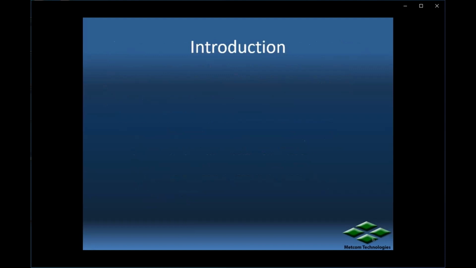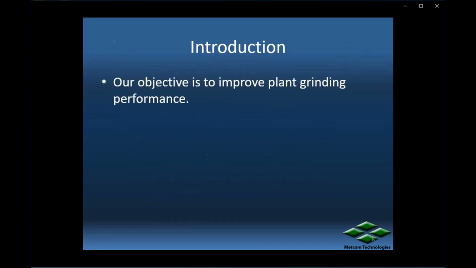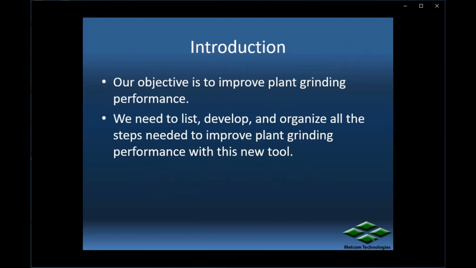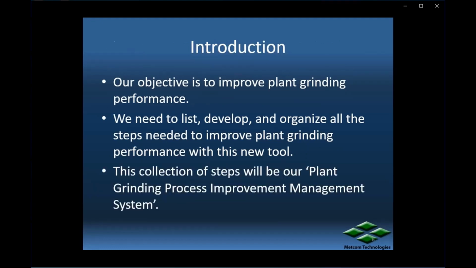Our objective is to improve plant grinding performance. We need to list, develop, and organize all the steps needed to improve plant grinding performance with this new tool. This collection of steps will be our Plant Grinding Process Improvement Management System.